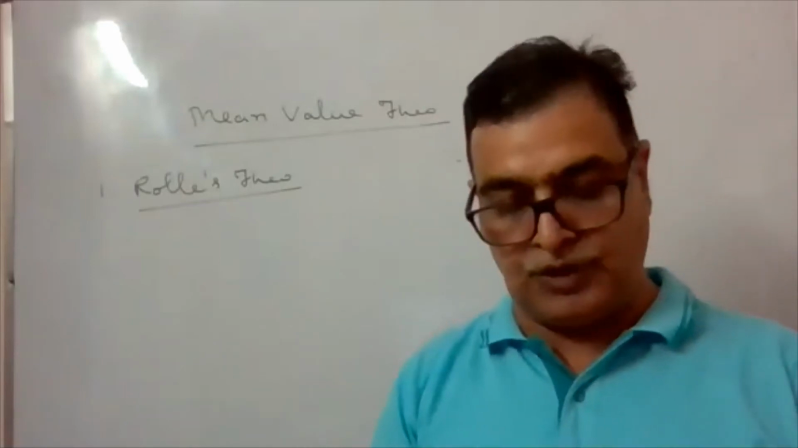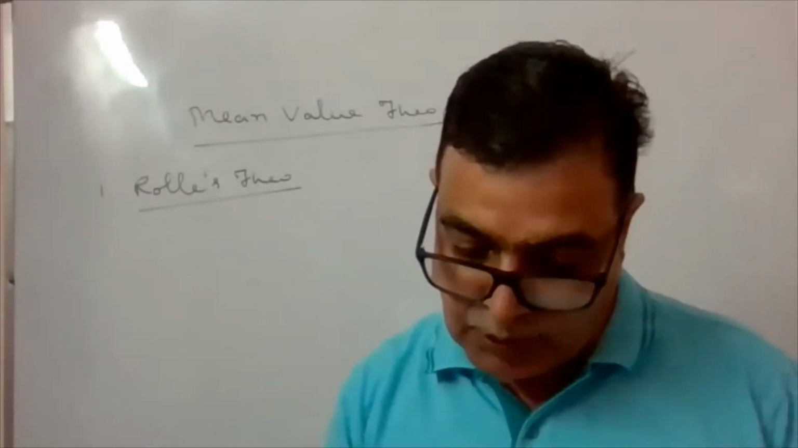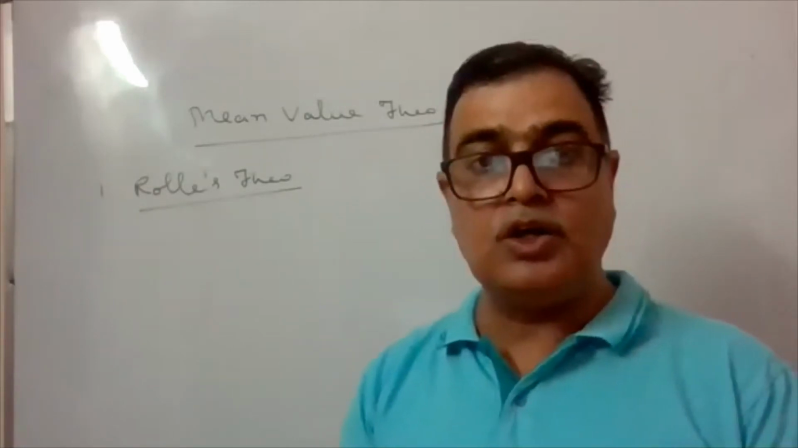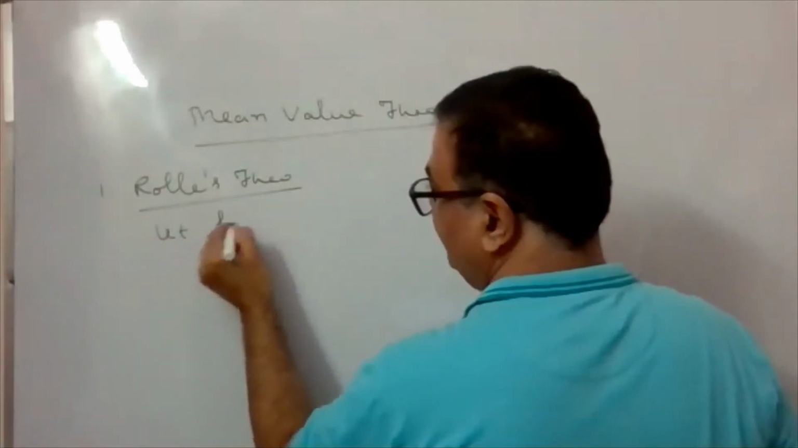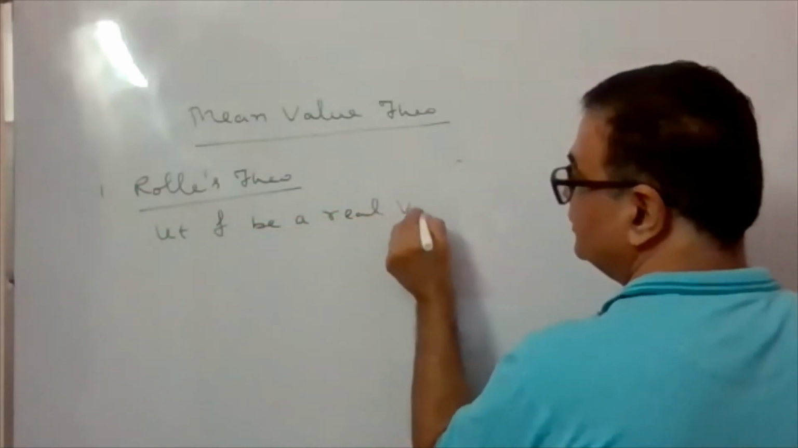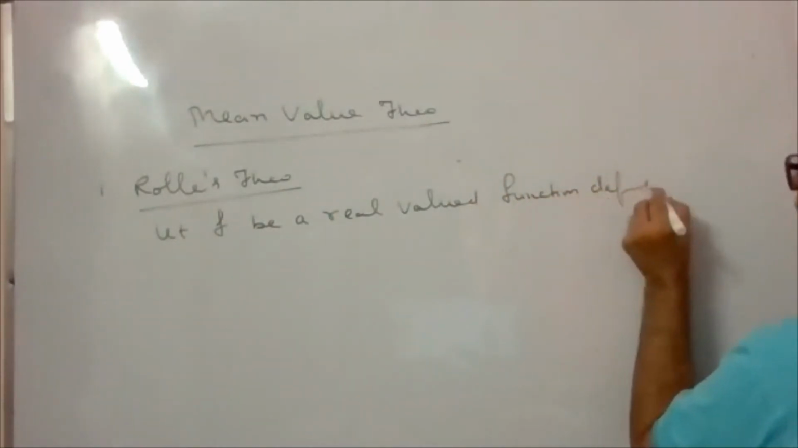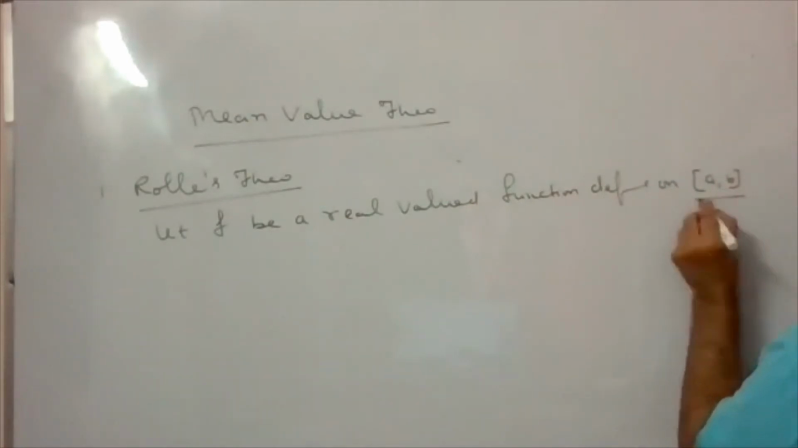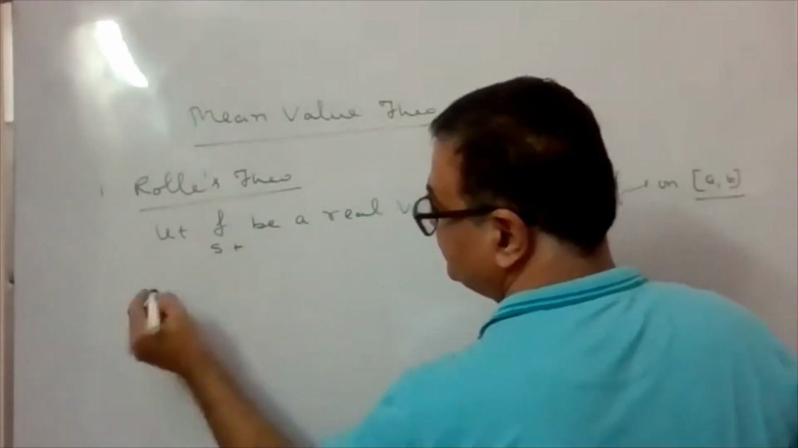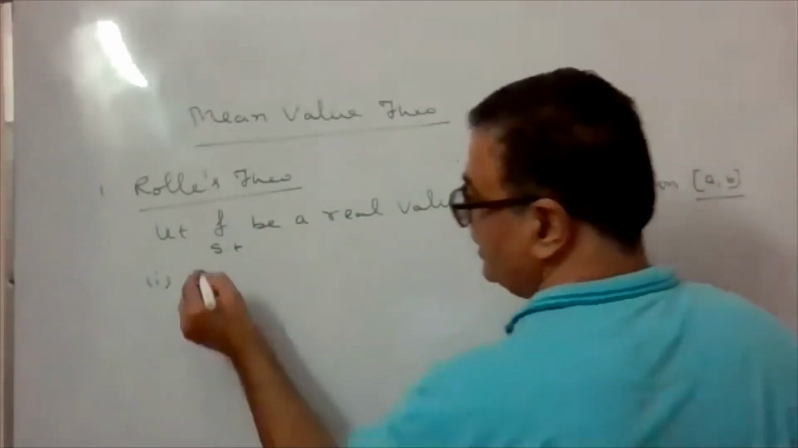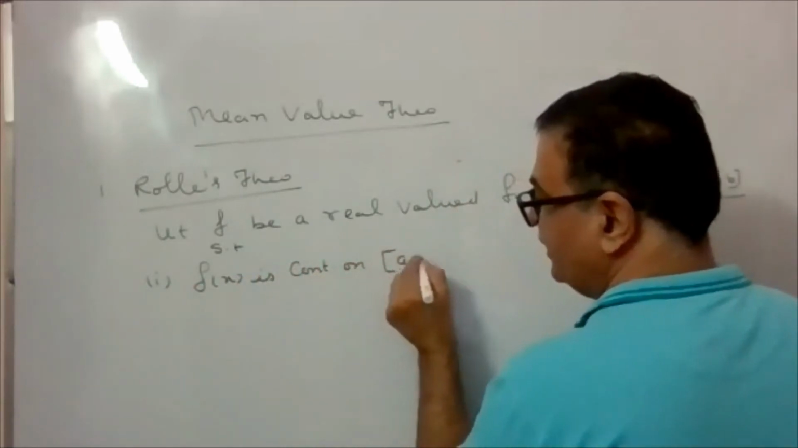Let f be a real valued function defined on closed interval [a, b], such that, first condition, note here: f(x) is continuous on closed interval [a, b].